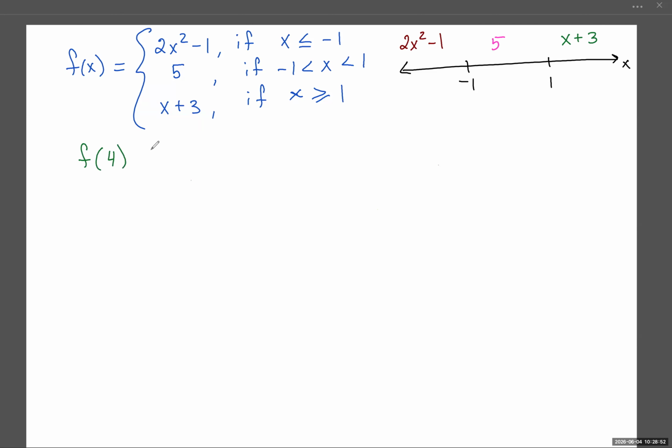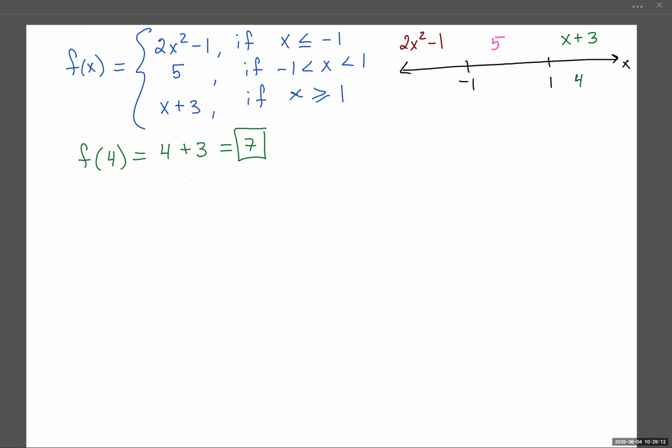f at 4. So when x equals 4 in this interval right here, then we're going to plug it into the function above that interval. So instead of x, we're going to put in 4 plus 3. That is a 7.